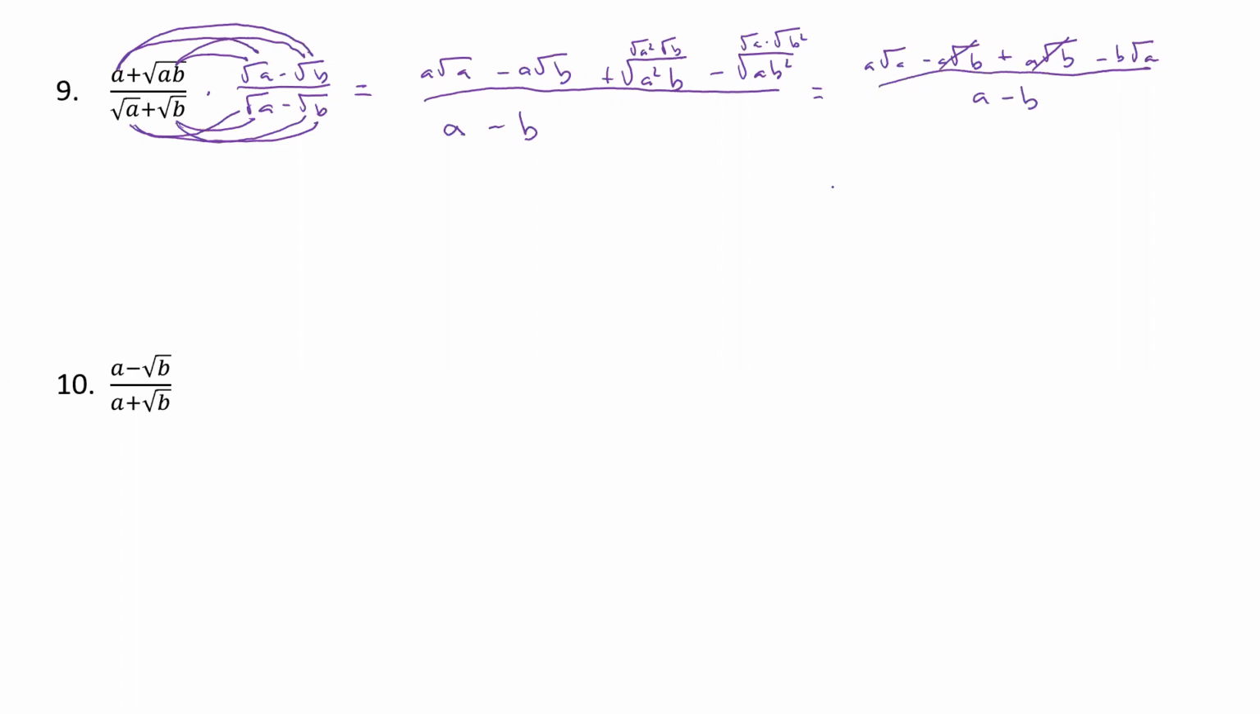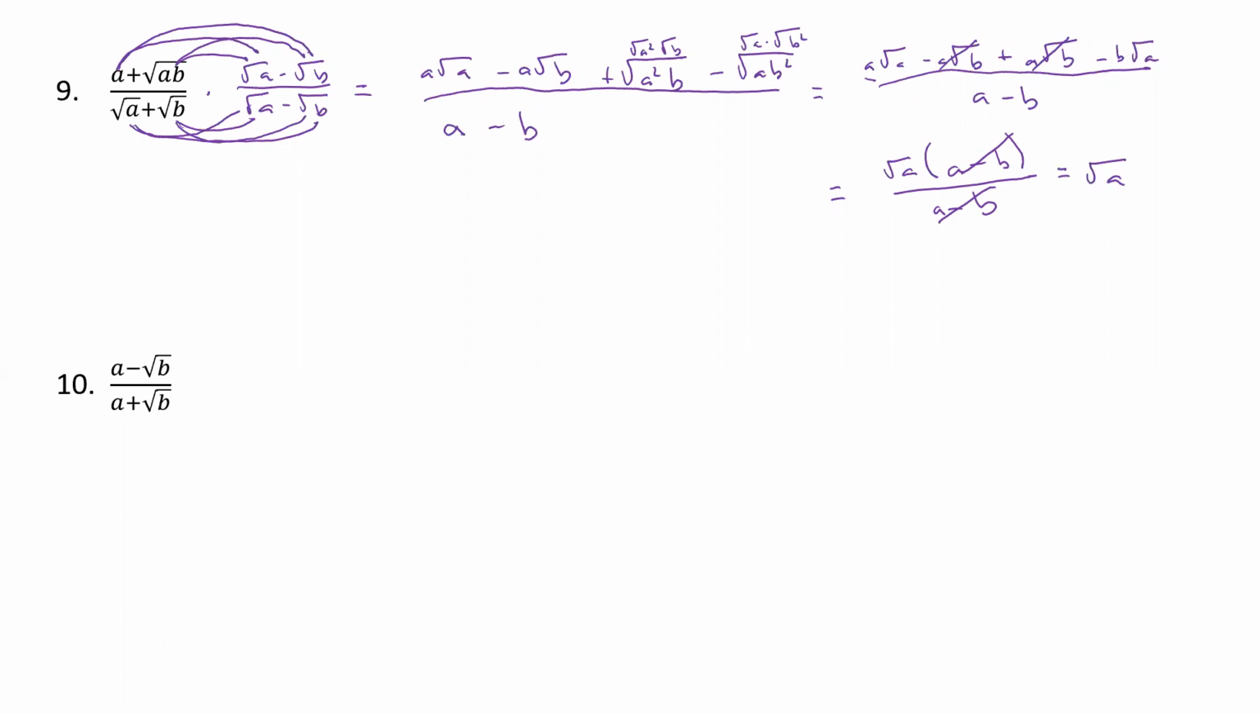Now I am kind of looking ahead here. I see a square root of a here and a square root of a here. So those are like items. I'm going to factor out that square root of a. And then I have left over what? Well, I have an a here and a minus b here. And then on the denominator, I have a minus b. Now guess what? A minus b is a factor. That's a factor. And so that gives me just the square root of a.